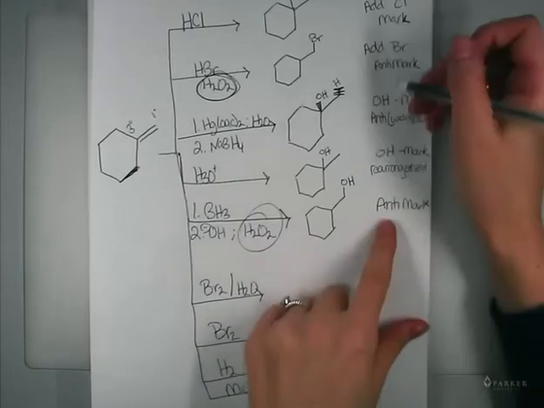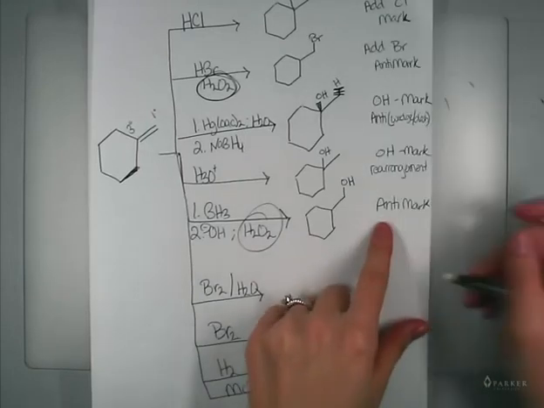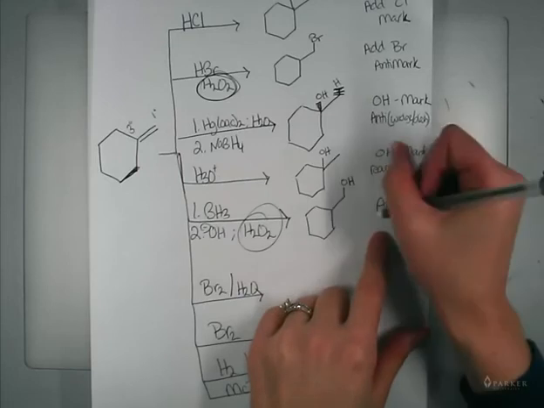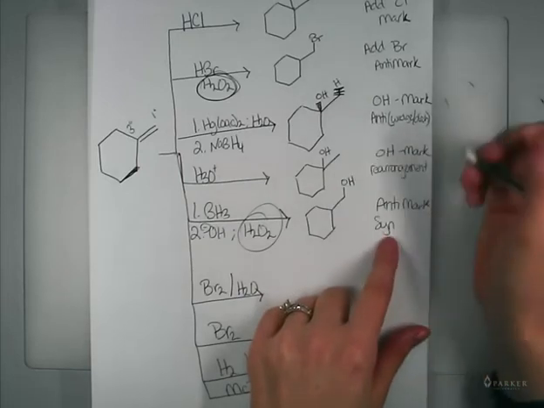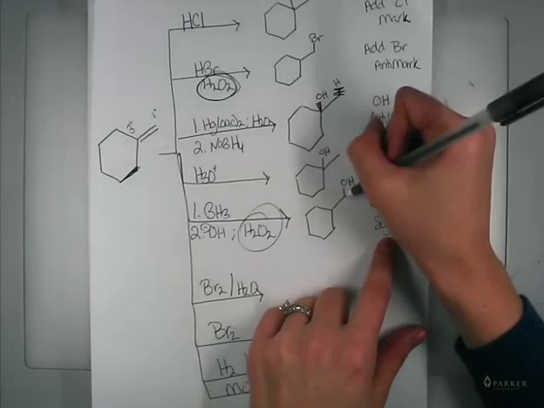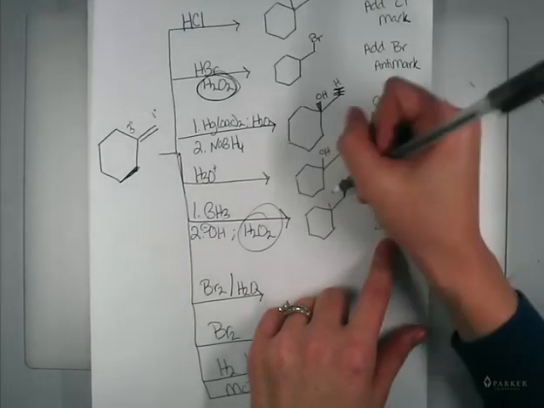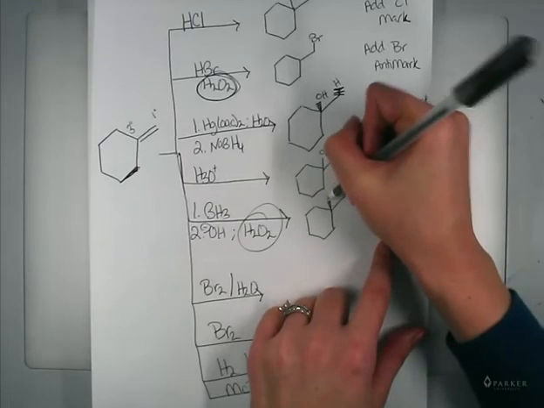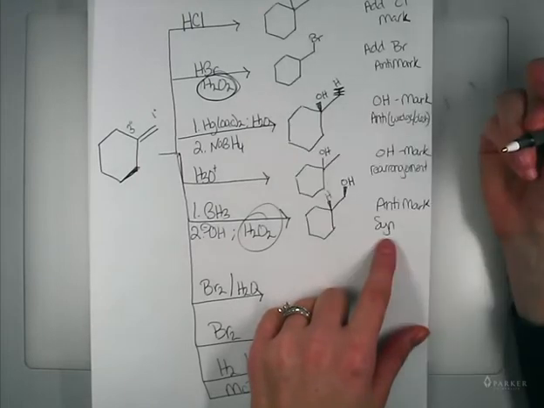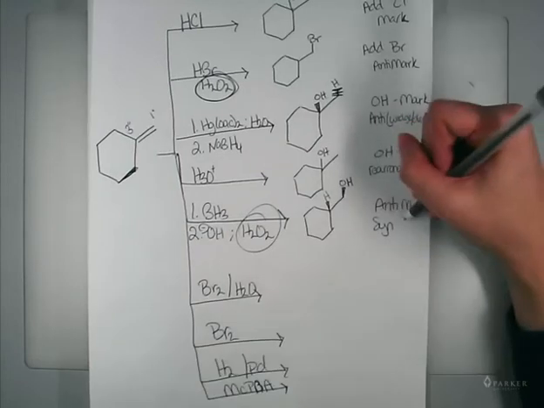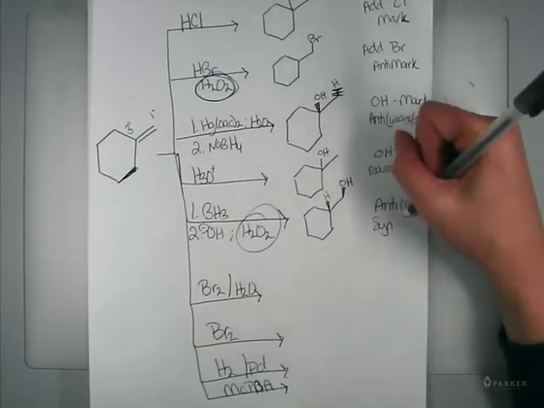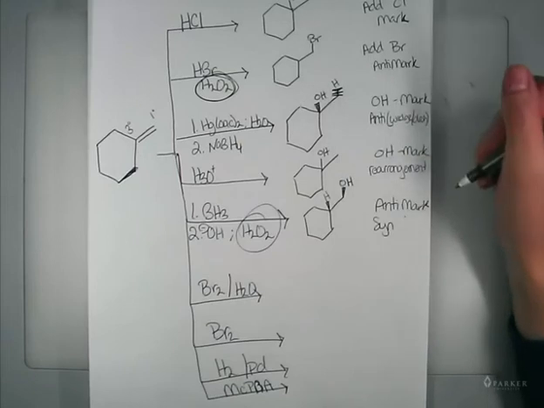And this one, do you remember how it adds? Does it add syn or anti? Syn, which is like a cis. So if this is on a wedge, let's say, then my hydrogen I added would be on a wedge. I think that's the only one that adds syn. All the other ones add anti.